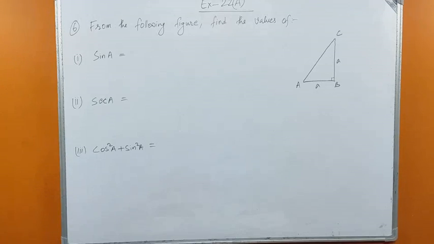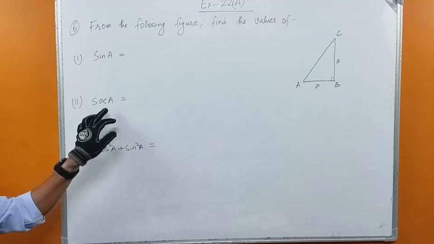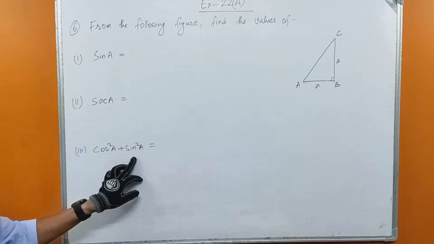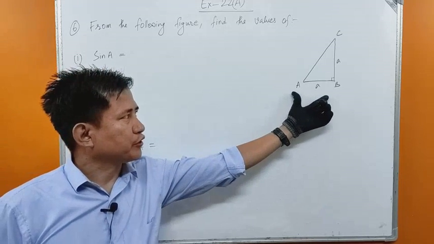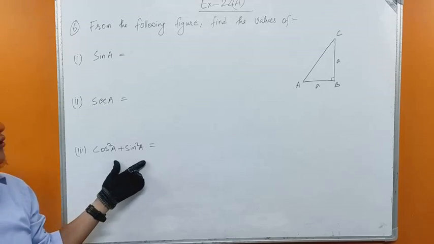Okay, now let us do question number 6. From the following figure, find the values of sin a, sec a, cos square a plus sin square a. Okay, so this is the figure given to us. We are asked to find the value of sin a, sec a, cos square a plus sin square a.